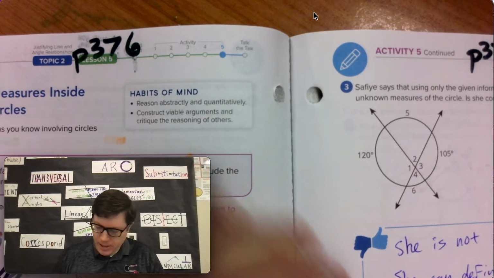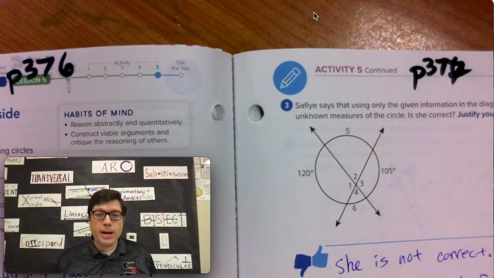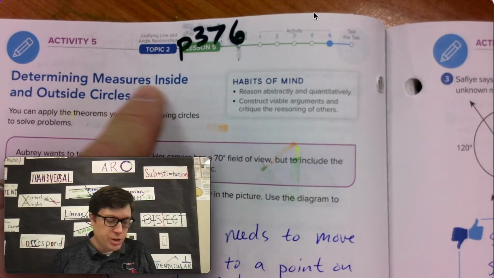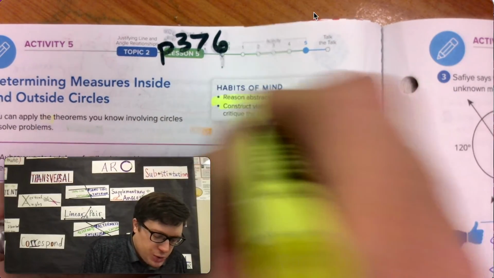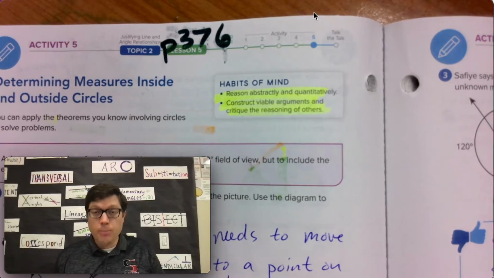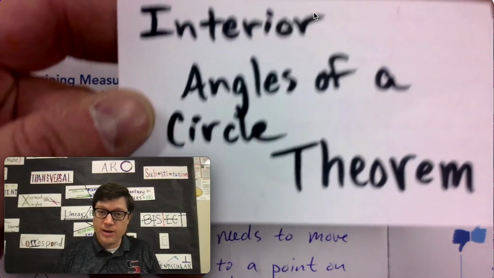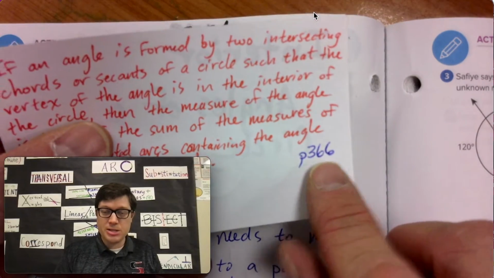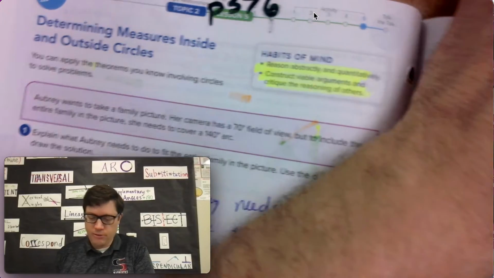Everybody, this is page 376 and 377. We're going to be talking about determining measures inside and outside of circles. We've been doing a lot of circles, angles, critiquing, proofs, etc. Please, for this video, have the interior angles of a circle theorem card. Find that card, go back to page 366 and remind yourself of what that said in order to be successful on part of our lesson for right now.